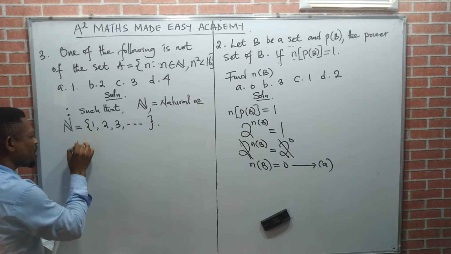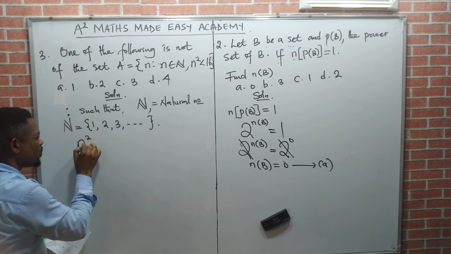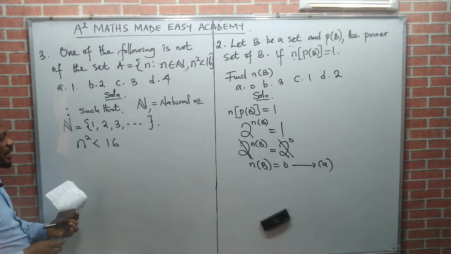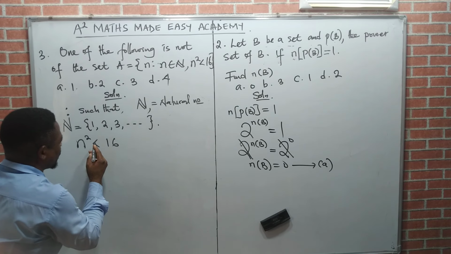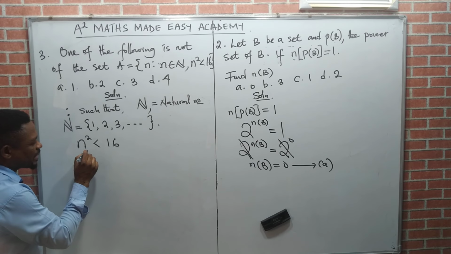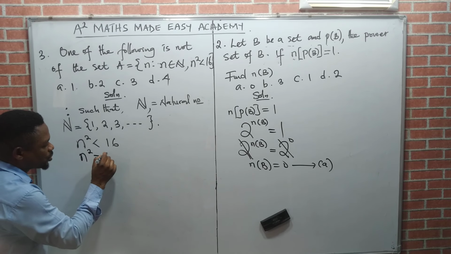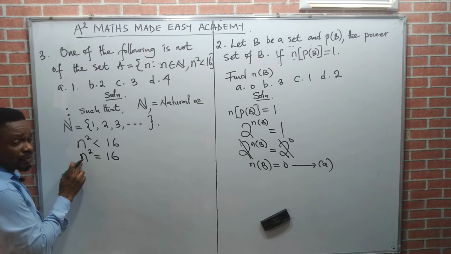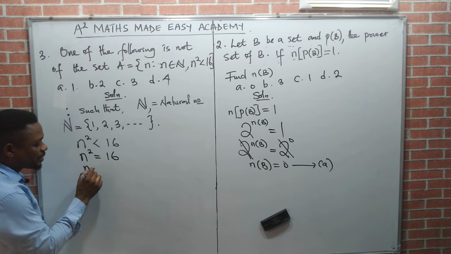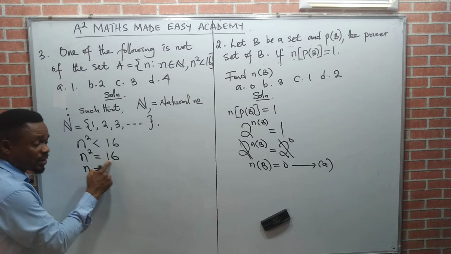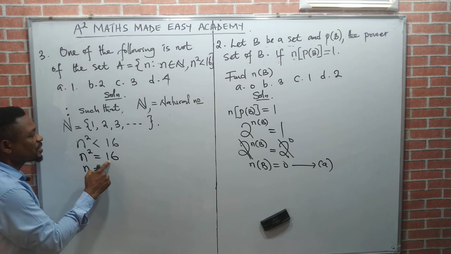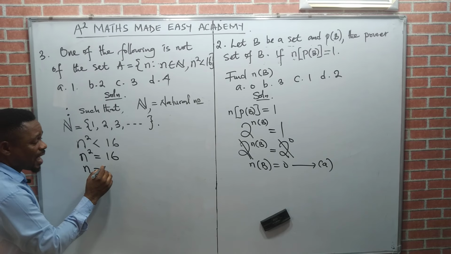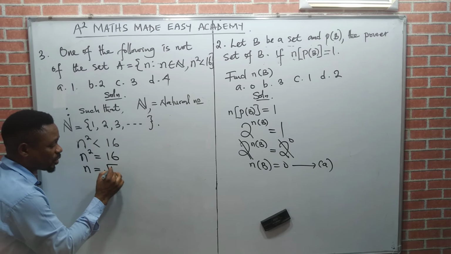Now, let's start. Remember we said n squared is less than what? 16. The best way of doing this first is to remove the inequality sign, so that you can confirm it as n squared should be equal to what? 16. That is how you do it. Then make n the subject of the formula. So n is going to be the square root of the right hand side. Since we are considering natural numbers, I will exempt the negative numbers and consider only the square root of 16.